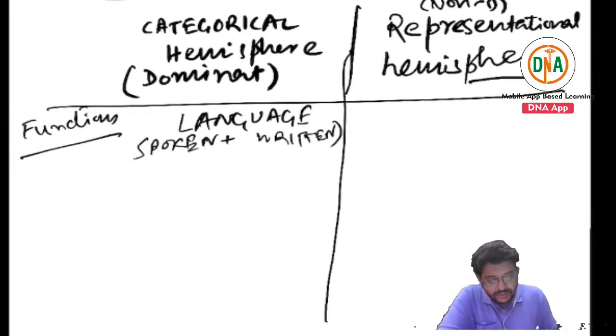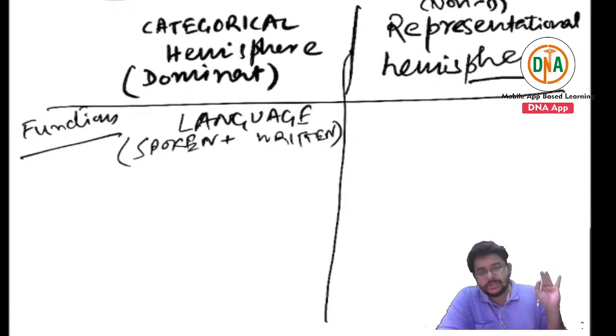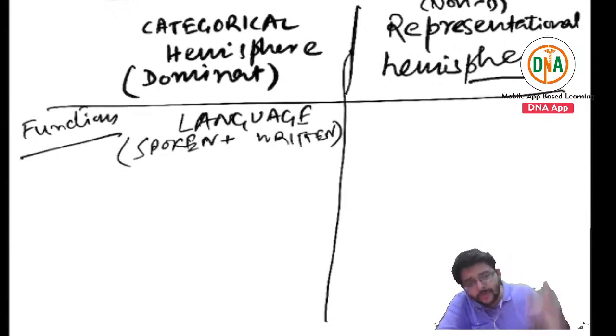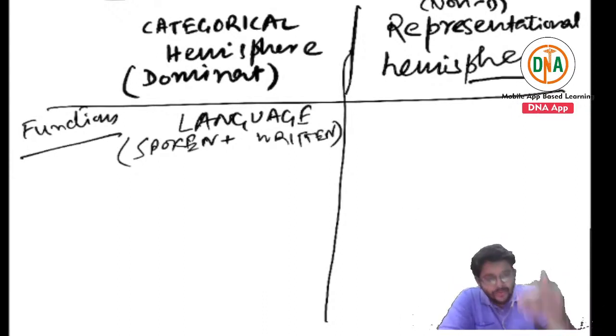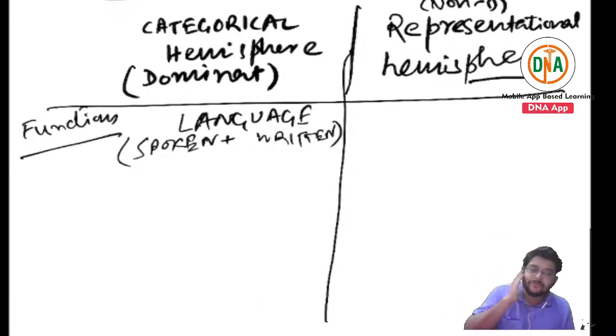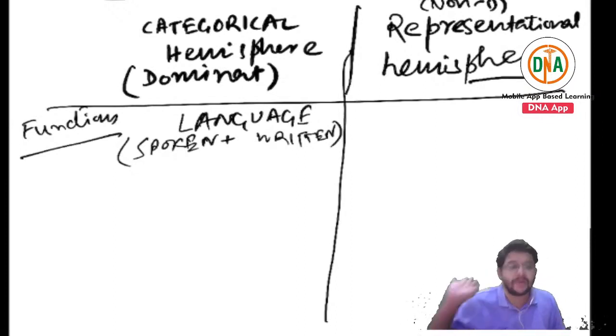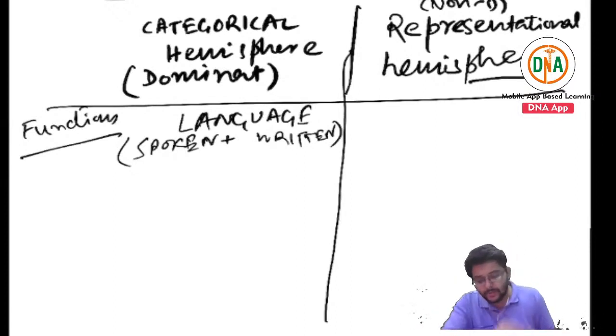So if a person is a good orator, that means if he is a good speaker, his categorical hemisphere must be highly functional. That's very important. And if you keep on practicing speeches, if you want to score good marks in your viva, your categorical hemisphere should be exercised. Okay, this is number one.